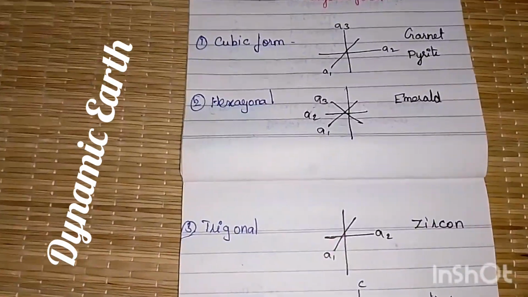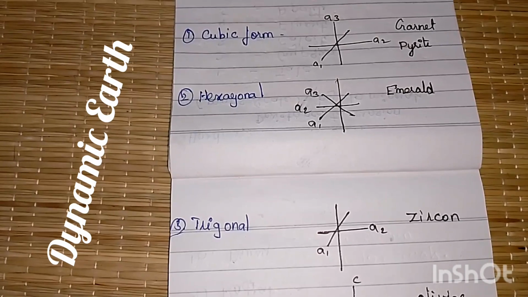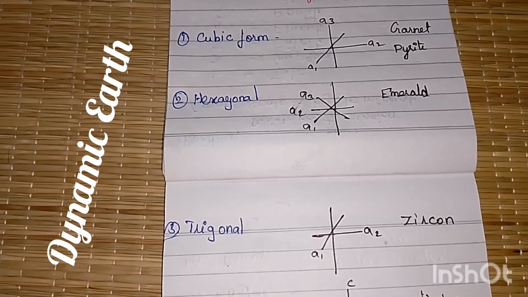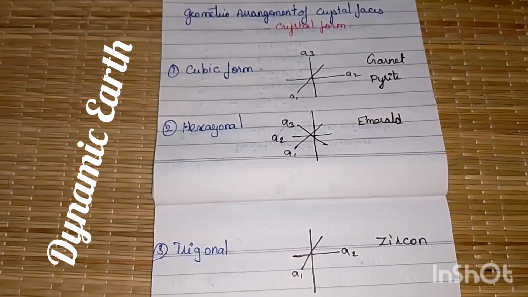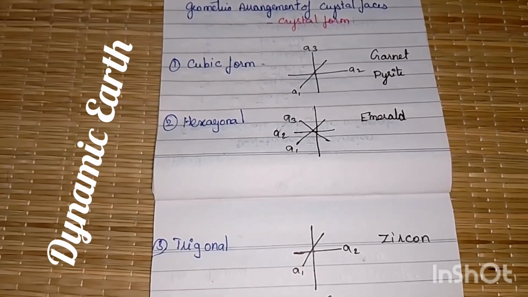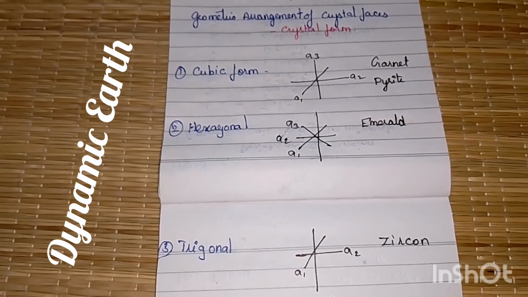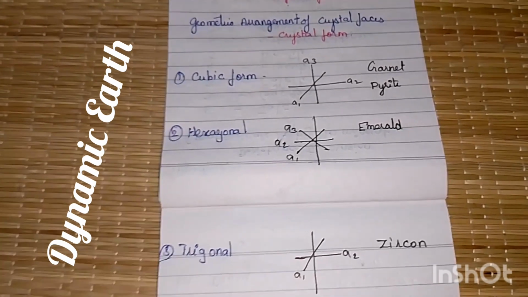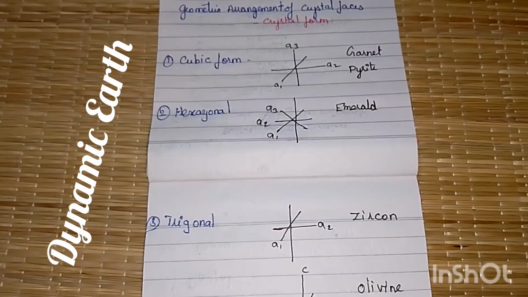One is cubic form. In cubic form, the number of planes of symmetry is 9, which is the maximum, and the axes of the crystal are 3 equal axes at right angles to one another. Examples are garnet and pyrite. The second one is hexagonal form, which has 4 axes: 3 equal and horizontal, spaced at equal intervals, and one vertical axis. It has 7 planes of symmetry. The example is emerald.